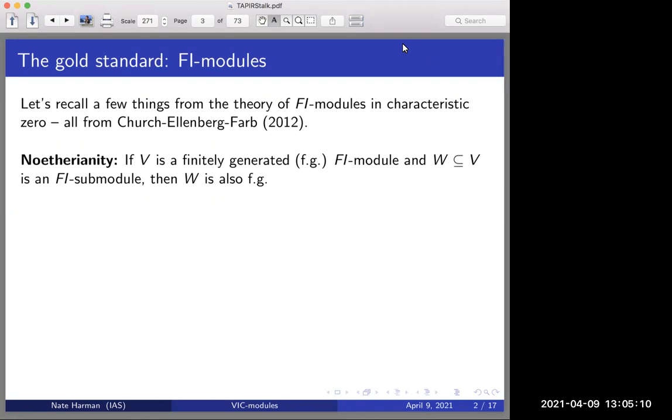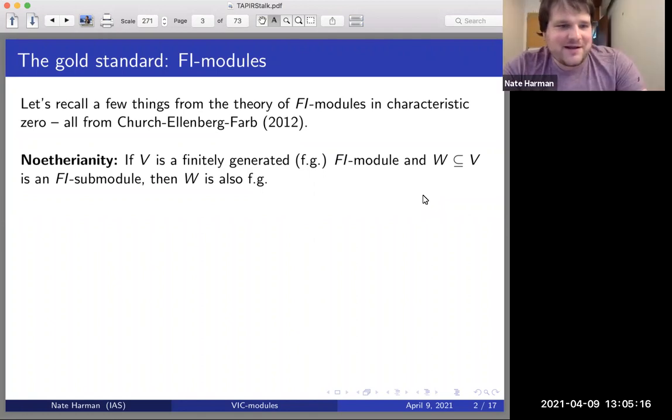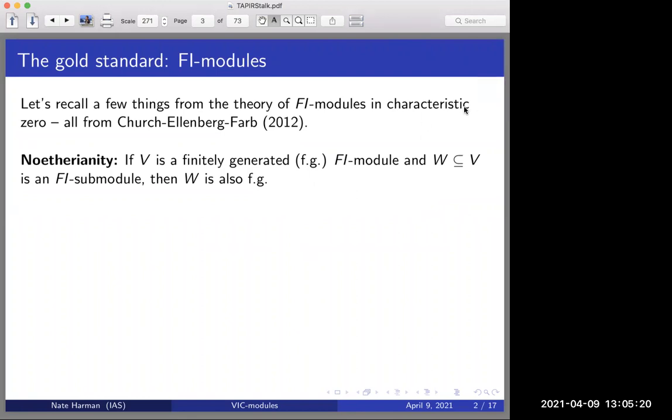But Nate, this fact is not from Church–Ellenberg–Farb, it's from Church–Ellenberg–Farb and Nagpal, I feel the need to point out. So yes, although I do have characteristic 0 here. Oh, it does say that. Sorry. Okay. Continue to throw my student under the bus.